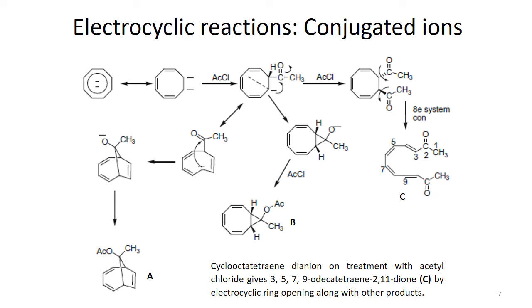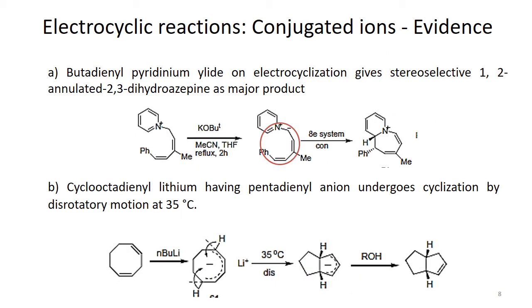So we got A and B and C, but C was the product through the electrocyclic reaction, because electrocyclic reactions are very facile and reactive. You can say that they mostly have fast reactions. So we get C as the main product. And here are a few pieces of evidence about the electrocyclic reaction.